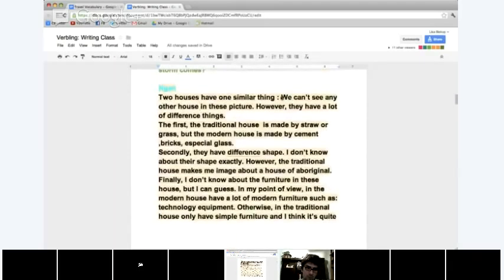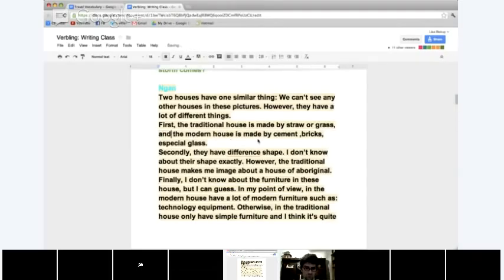Two houses have one similar thing. We can't see any other houses in these pictures. However, they have a lot of, you can either say a lot of different things or a lot of differences. First, the traditional house is made by straw or grass, and the modern house is made by cement, bricks, yeah, we don't know if there's bricks or not, and I would say a lot of glass. Secondly, they have different shapes. I don't know about their shapes exactly.